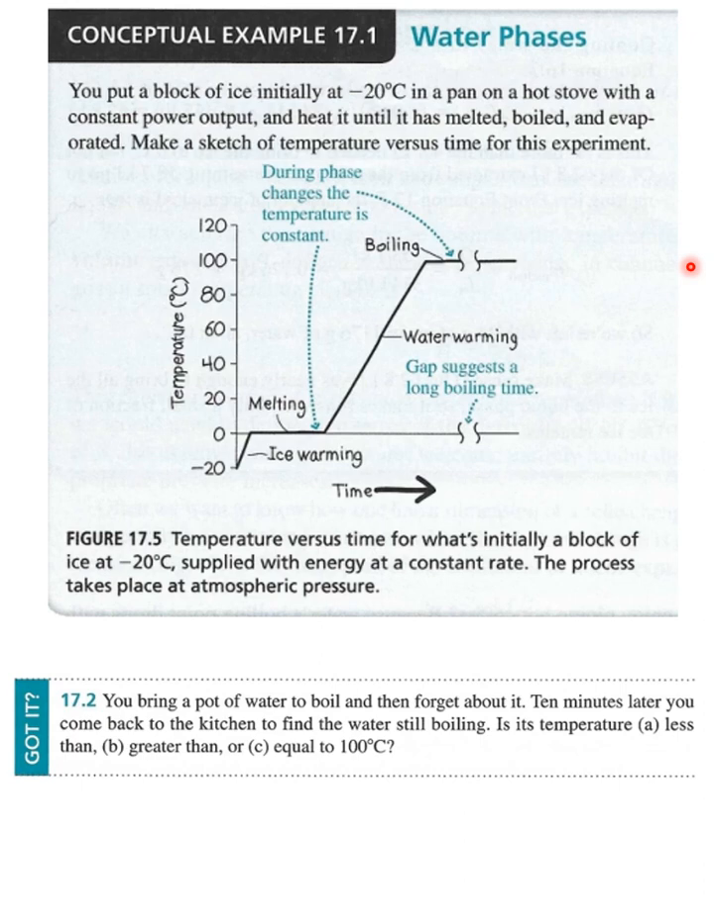The Got It question at the bottom says, you bring a pot of water to boil and then forget about it. 10 minutes later, you come back to the kitchen to find the water still boiling. Is its temperature A, less than, B, greater than, or C, equal to 100 degrees Celsius? And the answer is, if it's in the process of boiling, it's equal to 100 degrees Celsius.